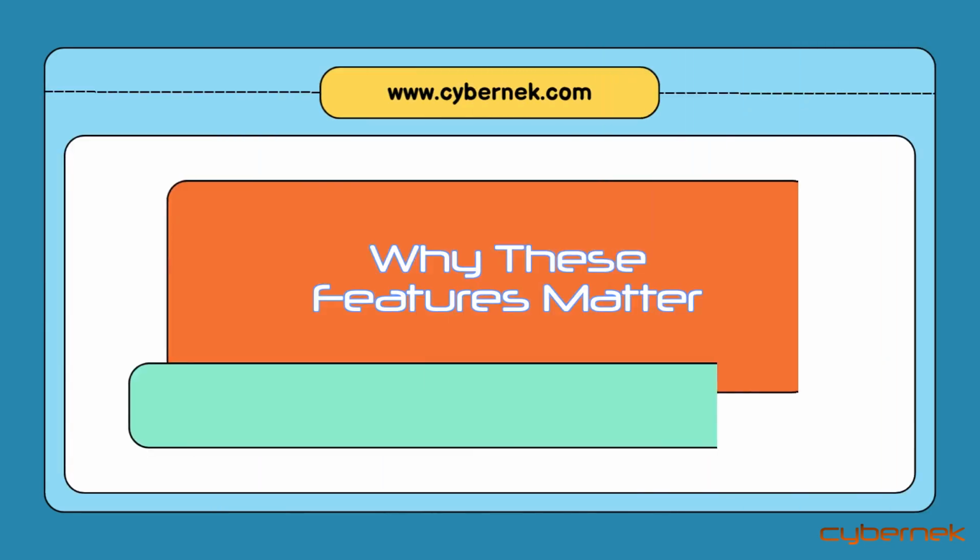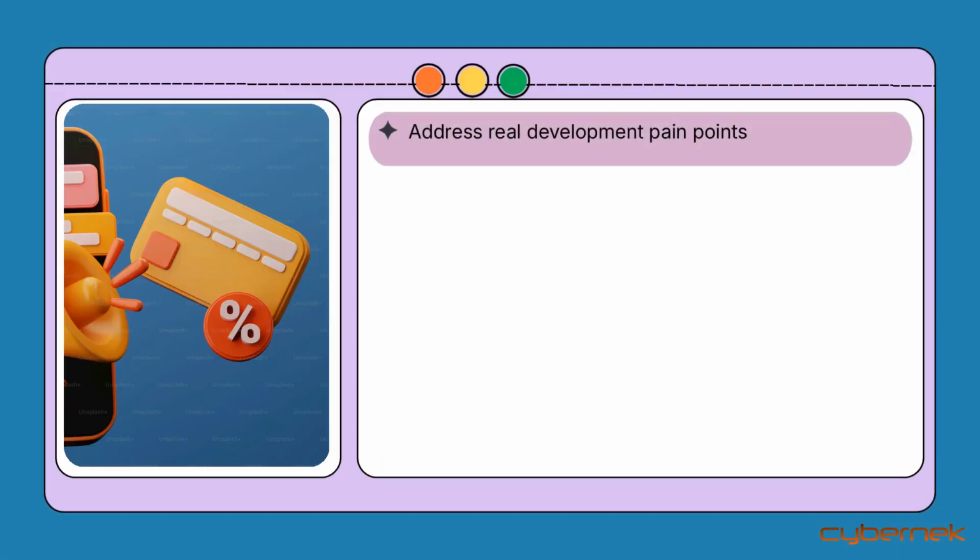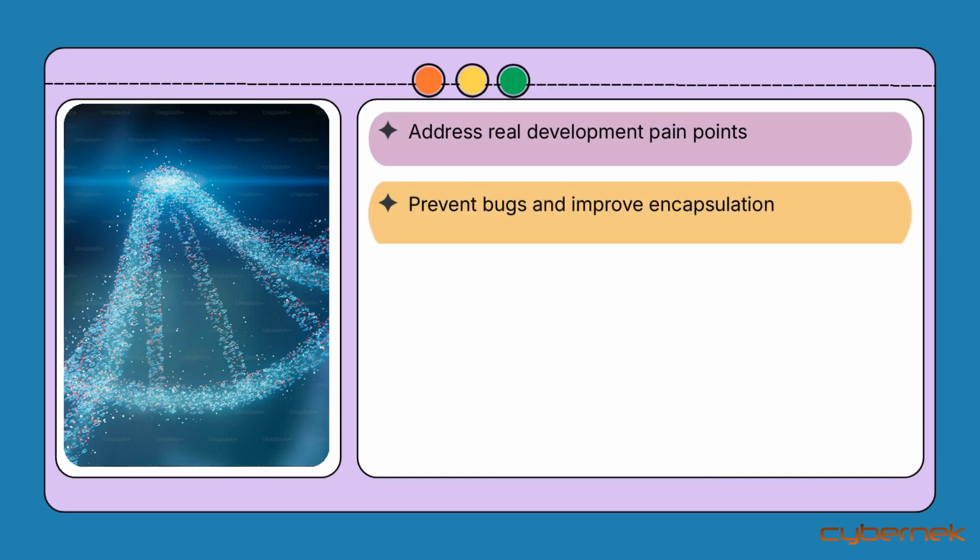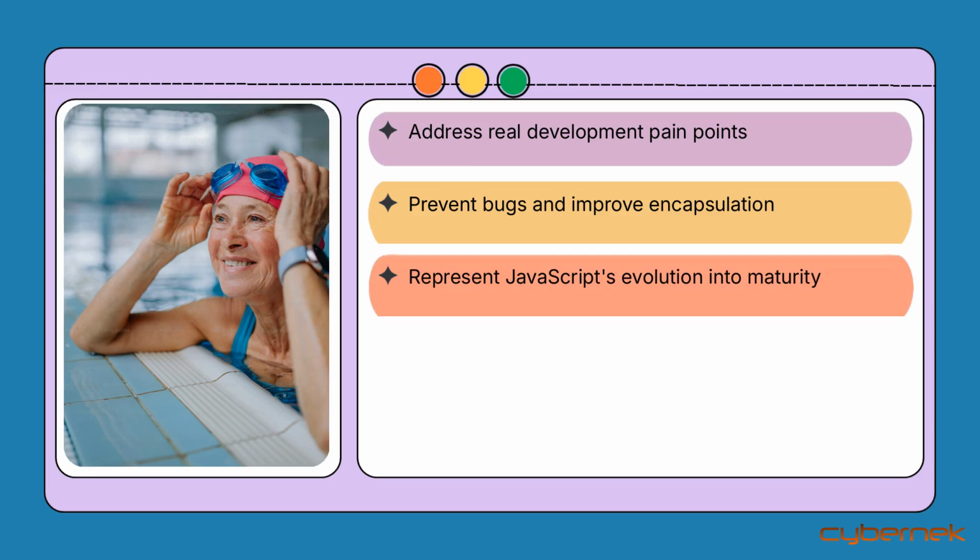Why these features matter. These aren't just cool party tricks. Each feature addresses real pain points in JavaScript development. The nullish coalescing operator prevents bugs with falsy values. Private class fields provide true encapsulation. Dynamic imports improve performance through code splitting. Together, they represent the evolution of JavaScript into a more mature, powerful language.